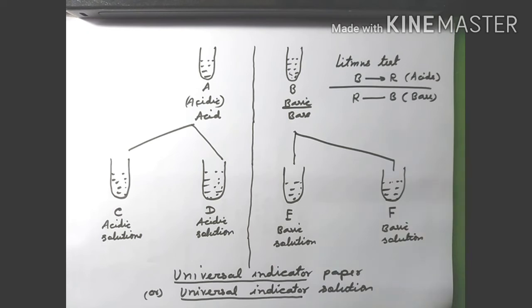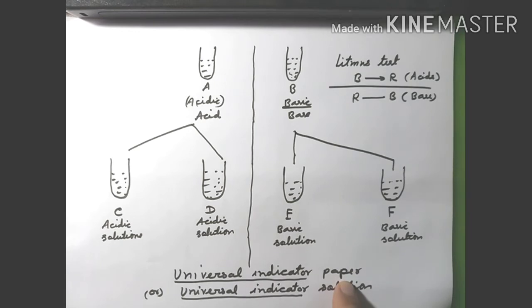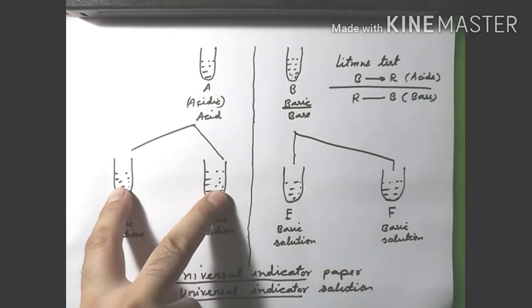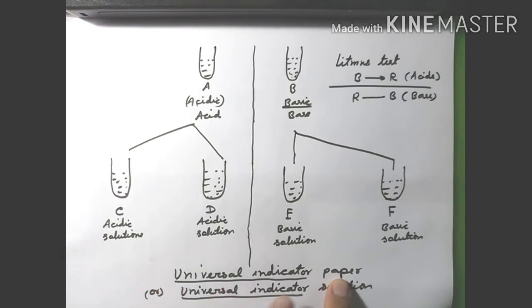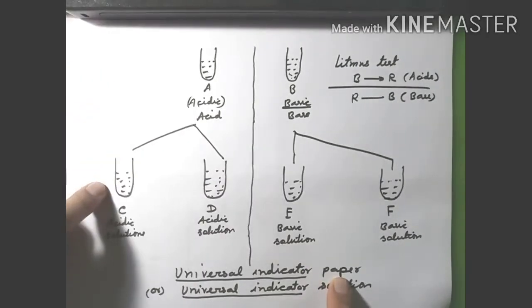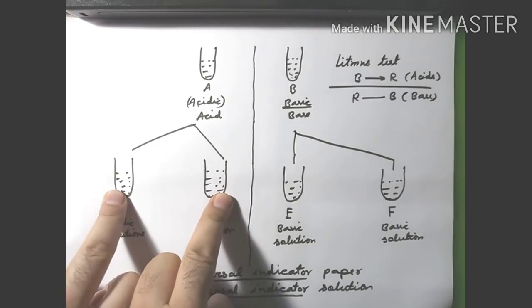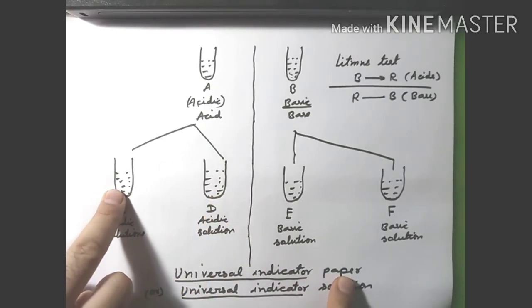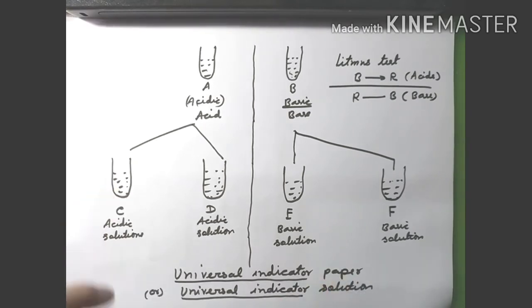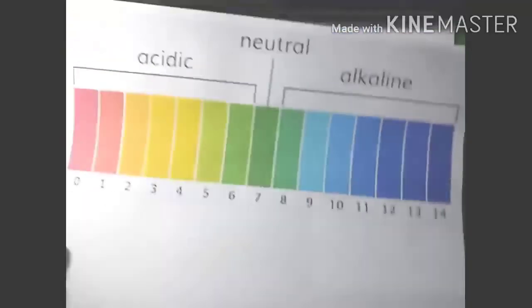And what do we do with this? This universal indicator paper is a yellow color strip, and this yellow color strip we just put in the acidic solutions. When we put this yellow paper strip in this acidic solution, both the acidic solutions change the color of the universal indicator paper according to the strength. The solution which is more acidic gives a unique color, and the solution which is less acidic gives another unique color.